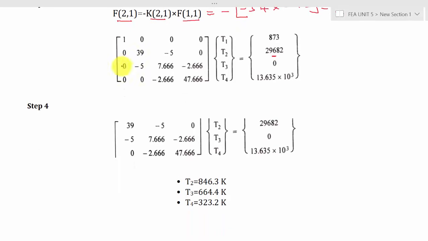Now I can neglect the first row and first column of the matrix. So I can neglect this first row and the first column, and I can take only the remaining terms. So that is, you will get a 3 cross 3 matrix with T2, T3 and T4. Now you can use the calculator to find out the solution. So the final value is T2 is equal to 846.3 Kelvin, T3 is 664.4 Kelvin and T4 is 323.2 Kelvin.